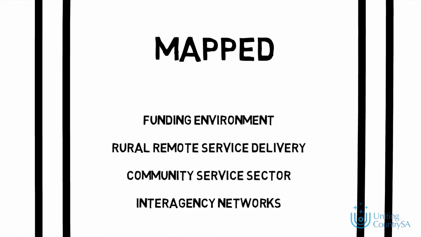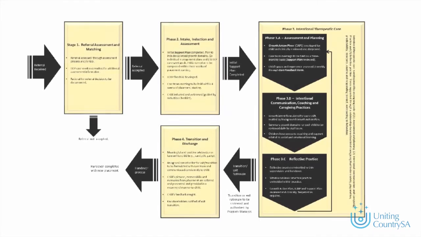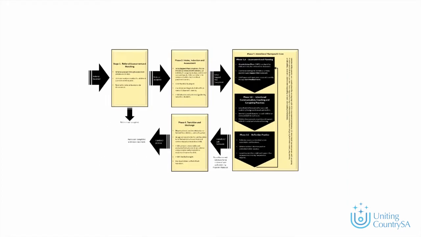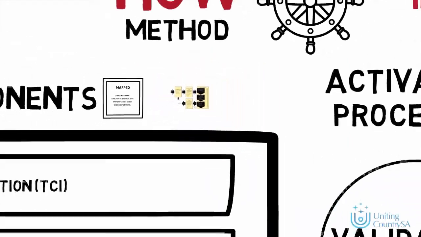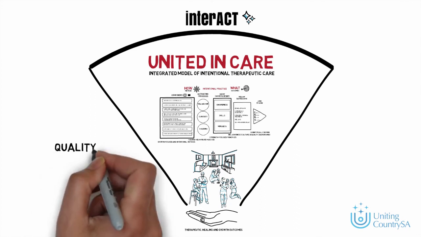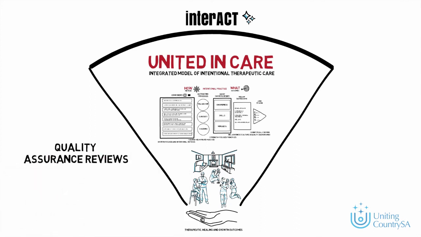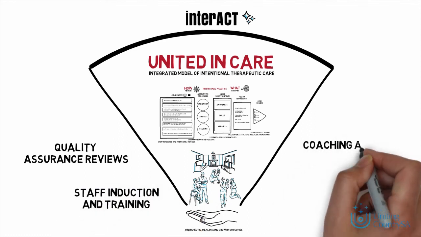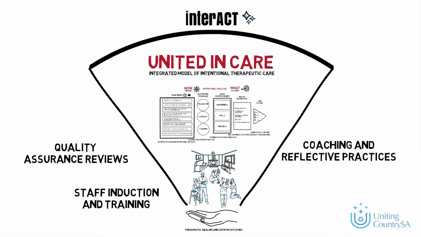The model has also been operationalised through a flowchart that supports us to understand how the intent of individual and collective components work together and guide our direct practice. We are really committed to delivering strong and consistent outcomes. For this reason, we draw upon United in Care in the following ways: through quality assurance, training and induction, coaching and reflective practices, and interagency communication.